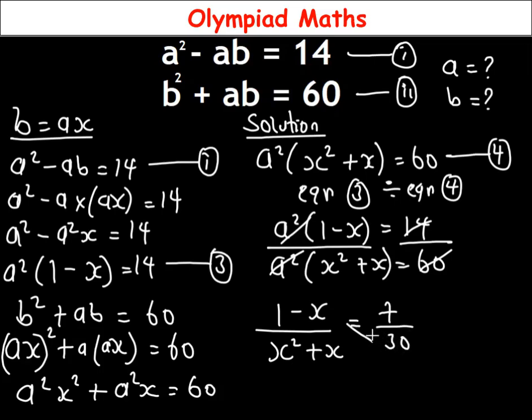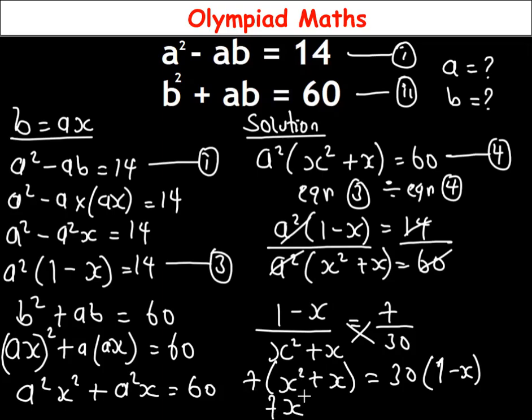At this junction, cross multiply such that 7 times x squared plus x is equal to 30 times 1 minus x. With this, 7 times x squared is 7x squared, 7 times plus x is plus 7x, is then equal to 30 times 1 is 30, then 30 times minus x is minus 30x, okay, good.